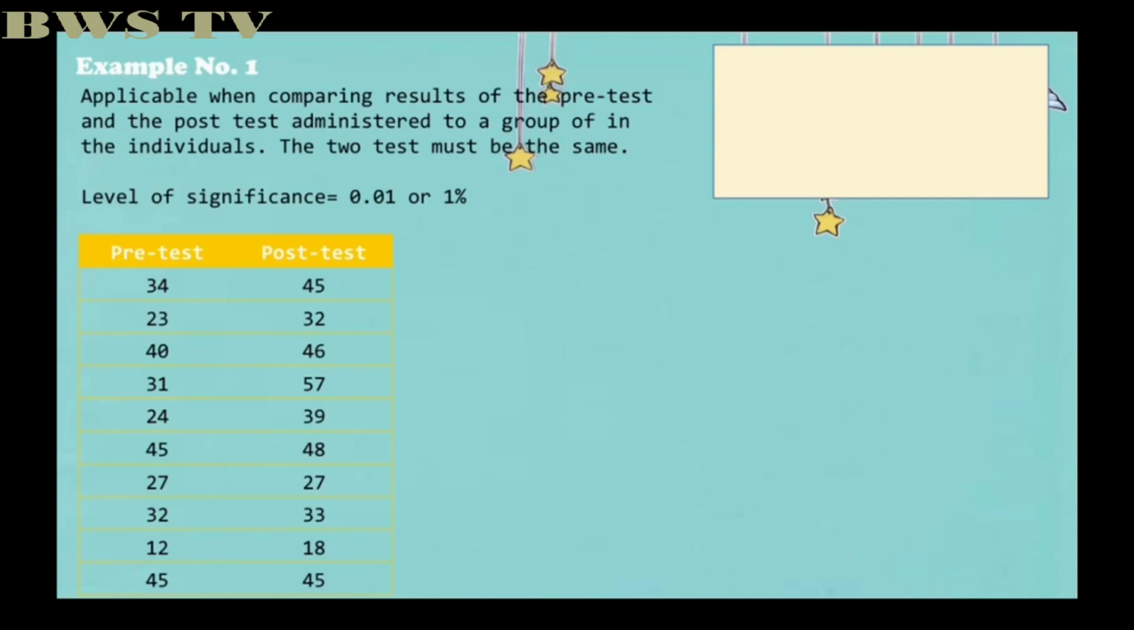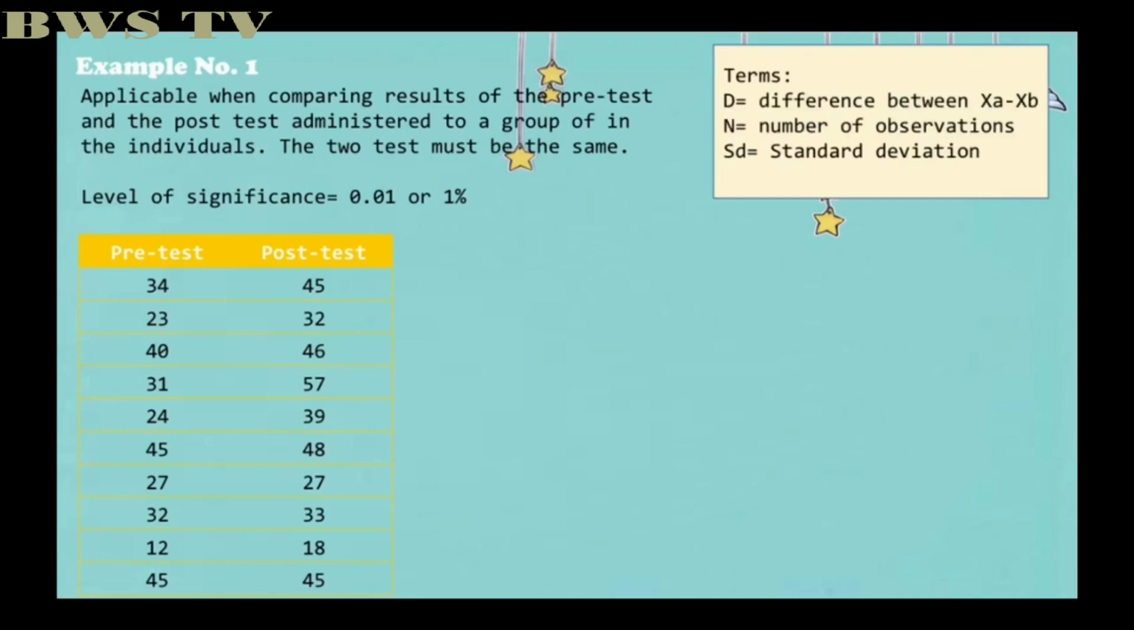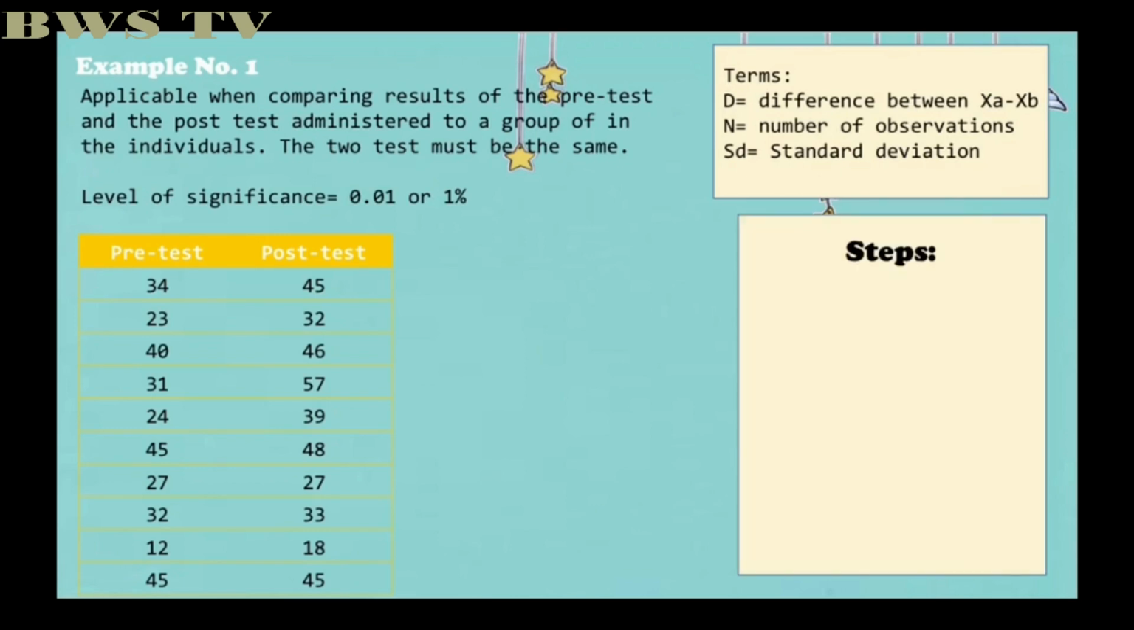Here we have the terms. D, difference between XA minus XB. N, number of observations. SD, standard deviation. So here are our steps. The first step is to set up and test the appropriate statistics. The second step is to state the null hypothesis and alternative hypothesis.